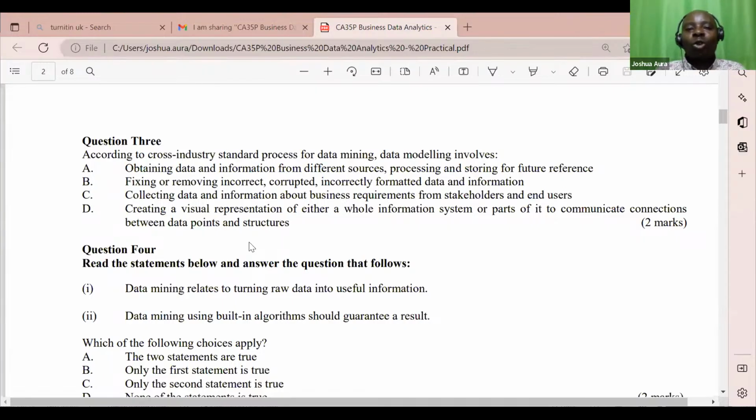Now, boy is out of this because boy is part of preparation, really. It's part of what we call data cleaning: fixing or removing incorrect, corrupted, incorrectly formatted data and information. That is data cleaning, right? It can't be modeling. So the 2 minutes, we still have 1 more minute.